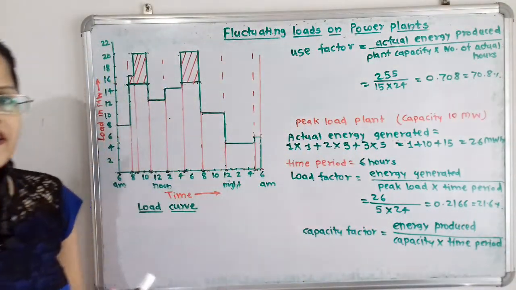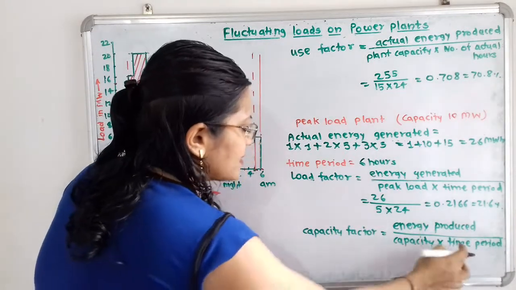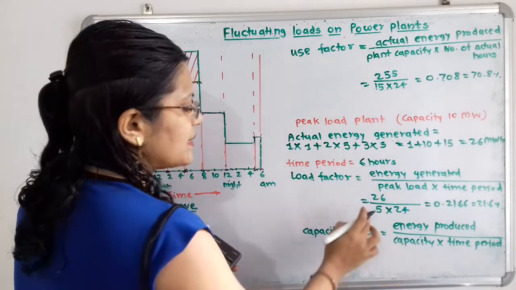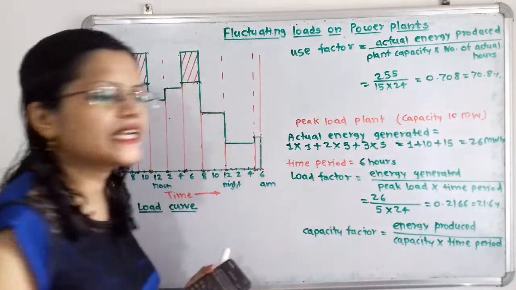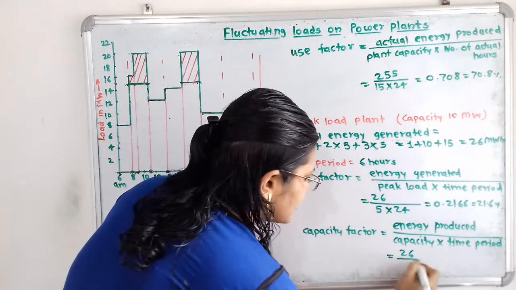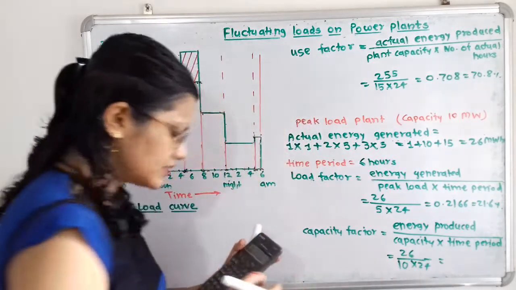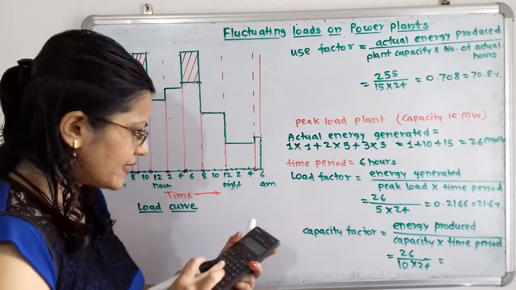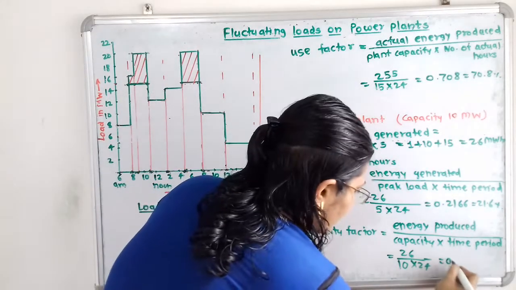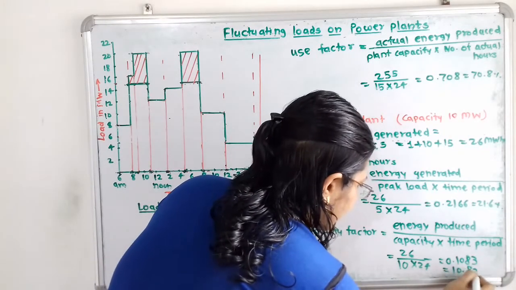Now we will calculate the capacity factor. For the capacity factor also we take the time period for 24 hours. Energy produced is 26, and capacity is given as 10 megawatt. So we take plant capacity as 10. So 26 divided by 10 multiplied by 24, that is 26 divided by 240, which is equal to 0.1083, which is equal to 10.83%.